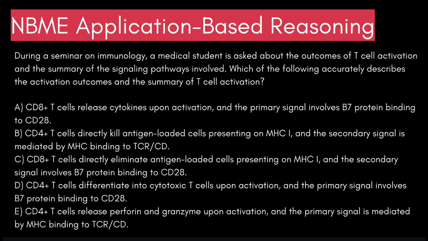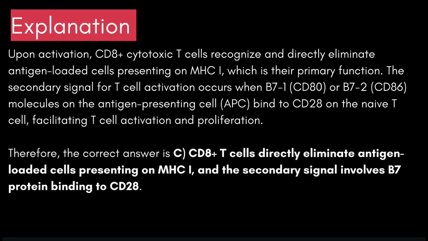Otherwise, moving on now. Upon activation, CD8 plus cytotoxic T cells recognize and directly eliminate antigen-loaded cells presenting on MHC1, which is their primary function. The secondary signal for T cell activation occurs when B71, CD80, or B72, CD86 molecules on the antigen-presenting cell bind to CD28 on the naive T cell, facilitating T cell activation and proliferation. Therefore, the correct answer is C.